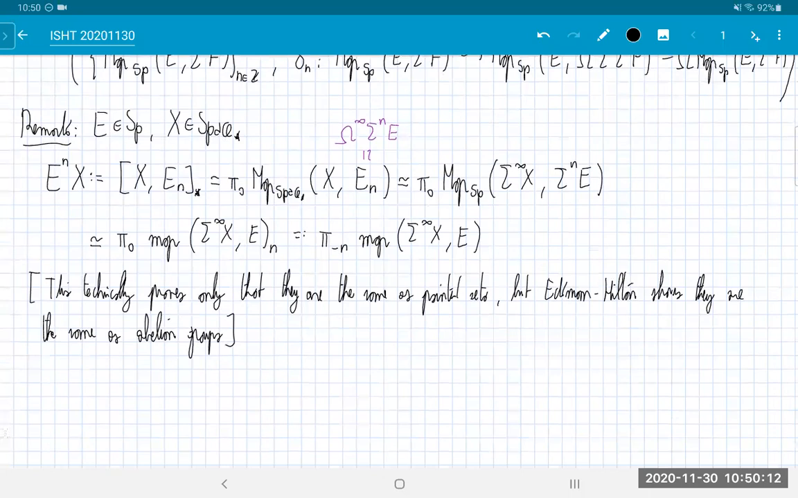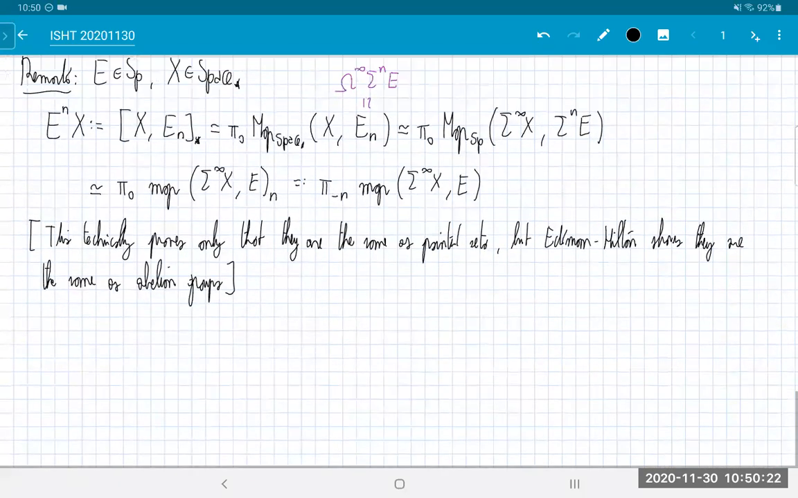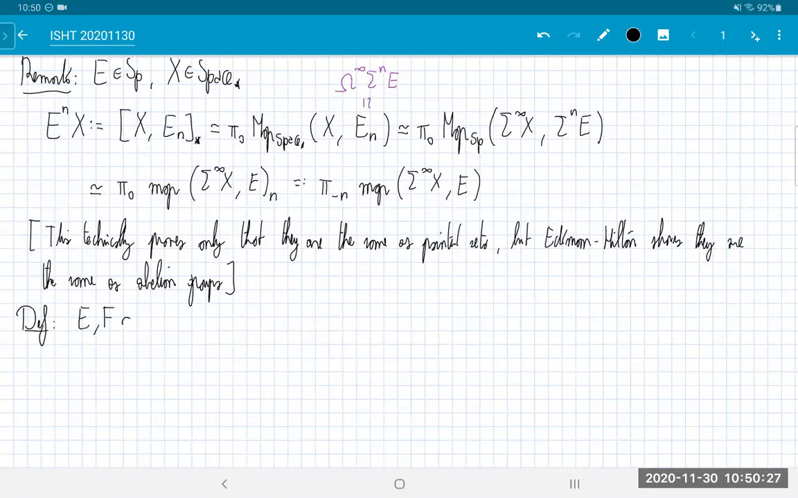Is this clear? And using this as an analogy, by definition, if E and F are spectra, we define the nth cohomology of F as pi minus n of map(F, E). I won't use this notation very much, but since it is present in the literature, it is worth stating.